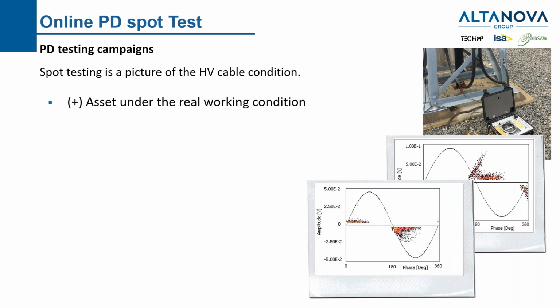And what are the advantages? We have the asset under the real working condition. So it's not a particular testing solution. It's not offline. We are in the normal lifetime of the cable. We cannot go again for offline tests, because at this stage, we don't want to overstress the cable uselessly. We prefer to make it online in the aged cables. We don't need it out of service.